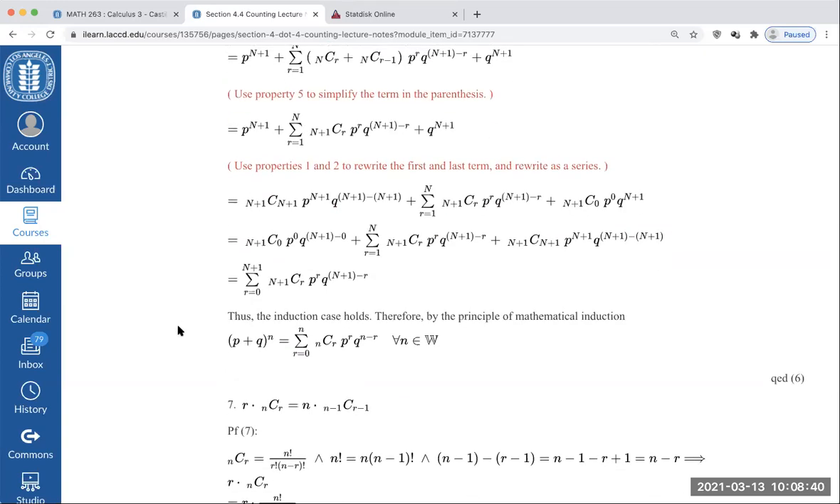Therefore, by the principle of mathematical induction, (p plus q) to the n is equal to the sum r equaling 0 to n, nCr, p to the r, q to the n minus r. And this is true for every whole number n.